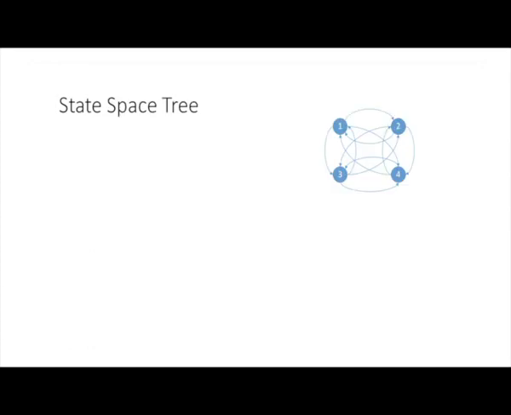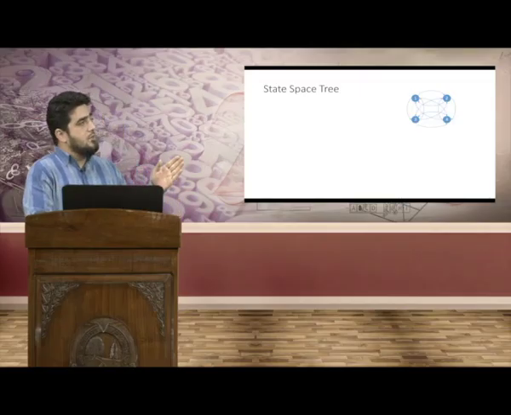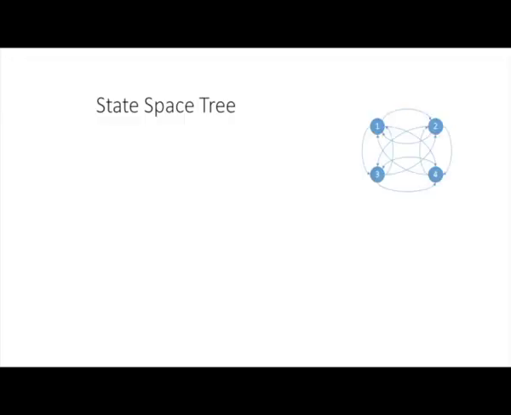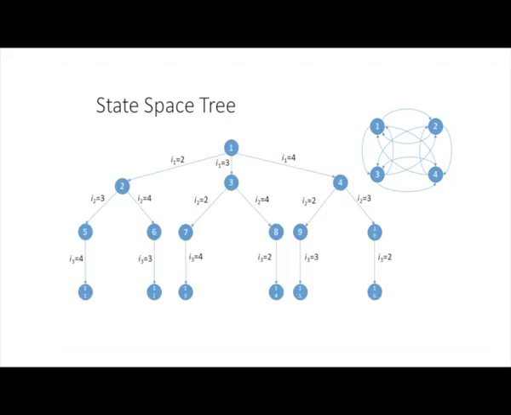Now for the sake of an example, let us consider this particular complete graph here. We have not assigned any edge weights to this graph for the time being, in order to make things simple. So this is a graph. A solution space tree or a state space tree for this particular graph will look something like this.